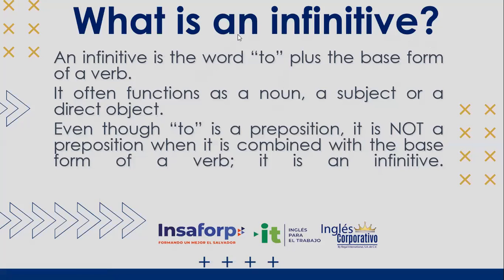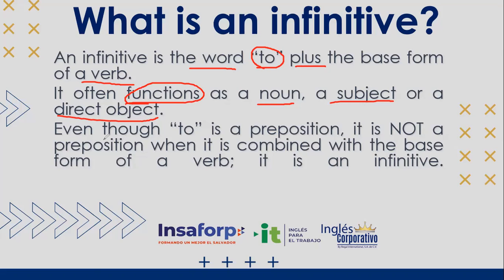What is an infinitive? Basically, the infinitives are always going to be the word to plus a verb, okay? Always, always. And sometimes they function as a noun, as a subject, or as a direct object. Los infinitivos son estas palabritas o frases que siempre van a llevar el to más un verbo. Estos pueden funcionar como un sujeto o un nombre o como un objeto directo, o sea, que van al final, después de un verbo.